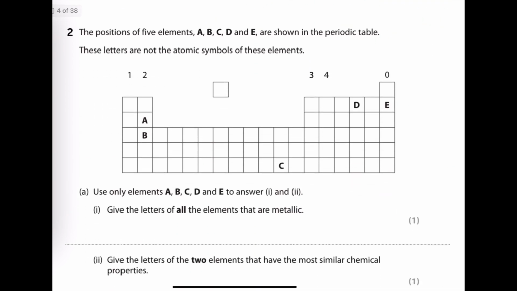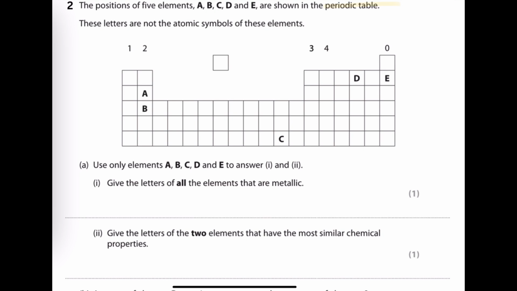Two, the position of 5 elements A, B, C, D, E is shown in the periodic table, and these letters are not atomic symbols of these elements. Use elements A, B, C, D, E to answer 2(i) and 2(ii). Give all the elements that are metallic.